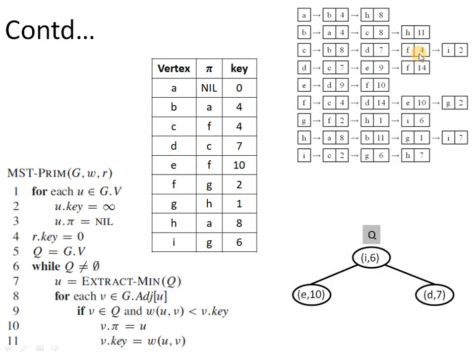Then we have F. F is not a part of the heap. However, the vertex I is still in the priority queue. So I comma 6 will be updated to I comma 2, and pi corresponding to I will be updated to C. Next extract min operation will delete I, and the linked list corresponding to I has C, G and H. All the three vertices are not a part of the heap. So we have to do nothing.